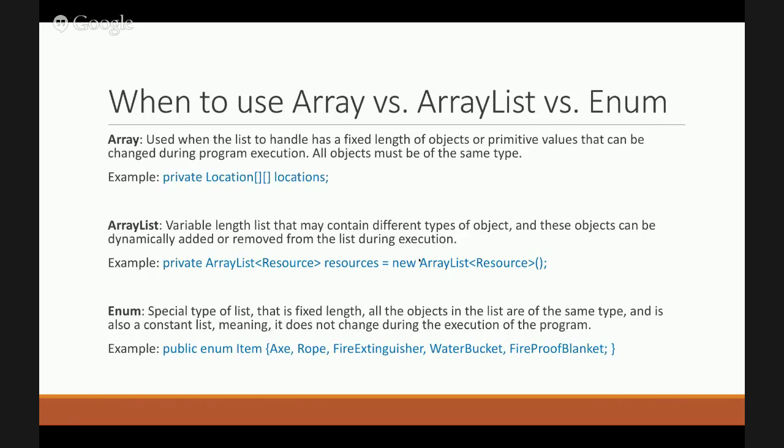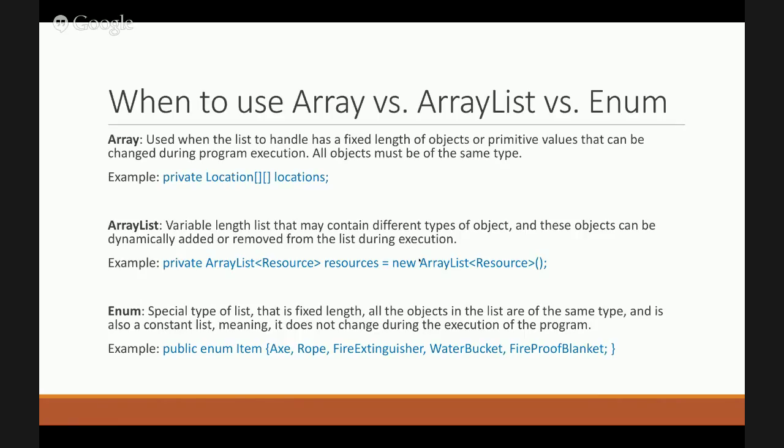Array lists are used when we have variable length lists, meaning that dynamically through the execution of the code, the size or length of the list can change. An array list has add and remove methods to be able to dynamically add or remove objects. It can have objects of multiple types within the same array list. And there's an example of how to instantiate a variable of type ArrayList.